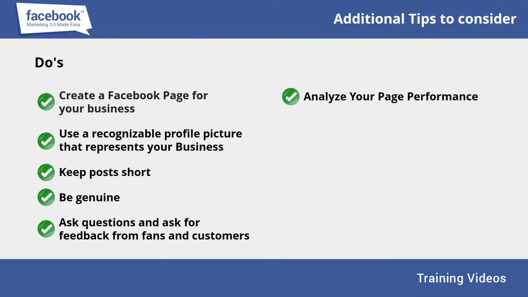Analyze your page performance. You can download Facebook Insights and keep track of followers, reach, likes, comments, and shares. Once you have insights from these analyses, you'll know what type of posts are working well for you. Follow the 80-20 rule. If you just sell, it will cause your viewers to leave your page quickly. The perfect strategy is posting 80% social content and 20% about your products or services.